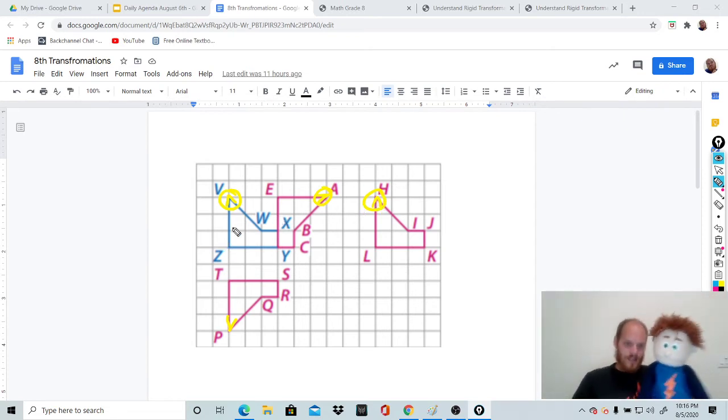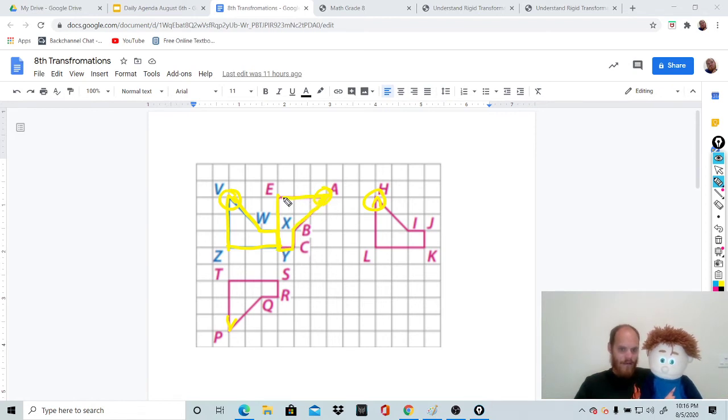All right, so let me ask you this, Tom. This shape right here, and this shape right here, are those a translation, a rotation, or a reflection?